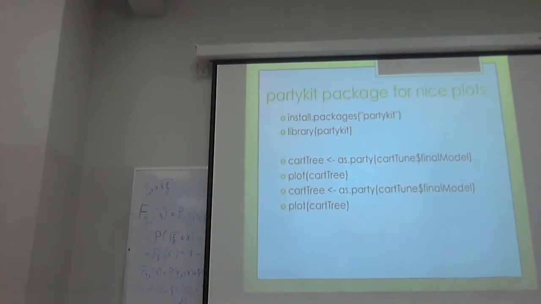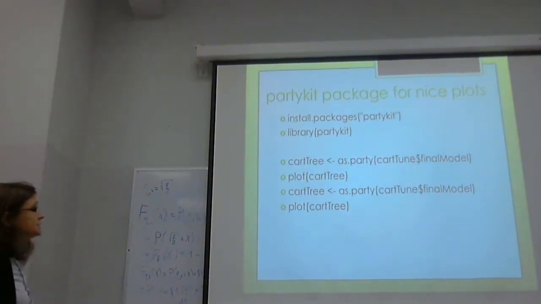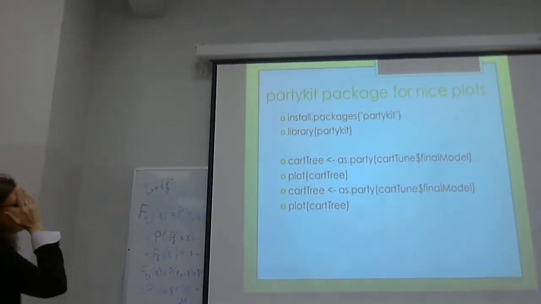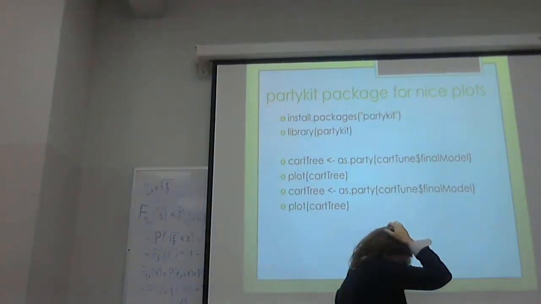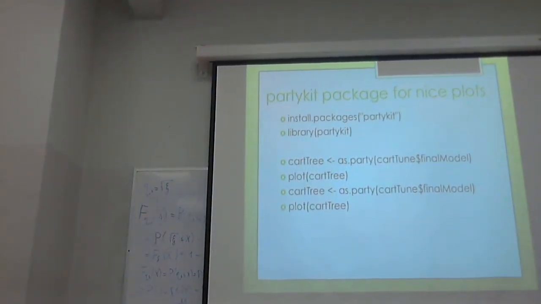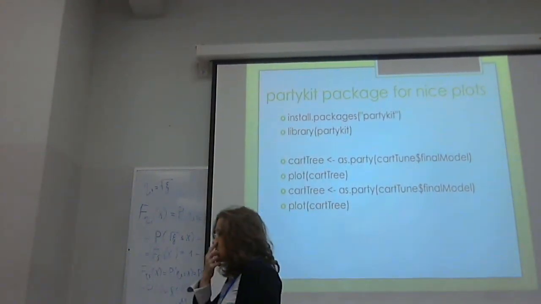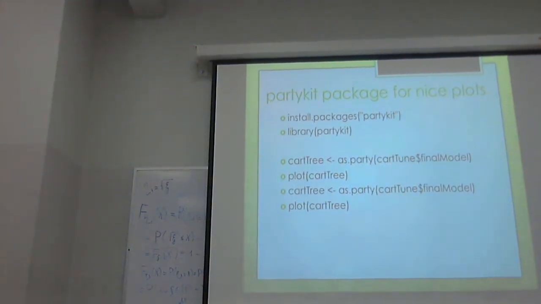But you can convert it with this as.party. It means you make an object because this object specifically was developed for this model, produced with the rpart package. And then you plot this tree. You plot this tree as I showed you. You should get something like what I showed you on the slides in the class presentation.